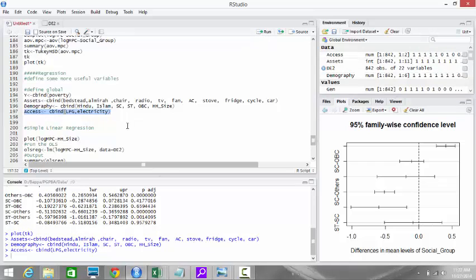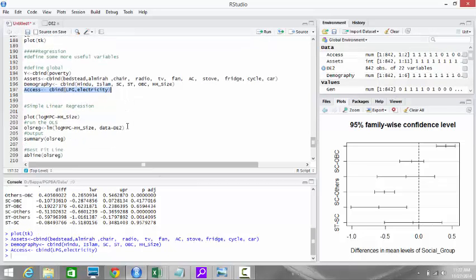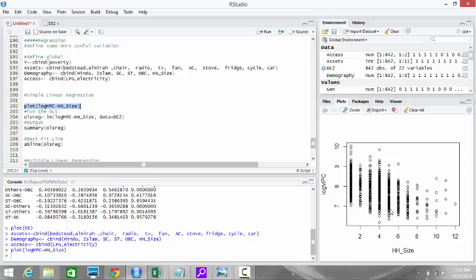So let's run it, and now these are ready, and we will do a simple linear regression. But before we do that, let's do a single variable regression with log MPC and household size. And we see, as before, that there appears to be a negative relationship between log MPC and household size.